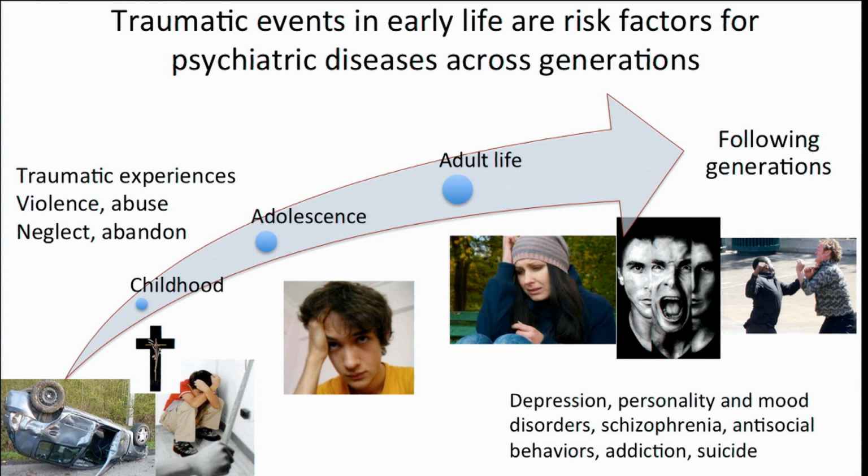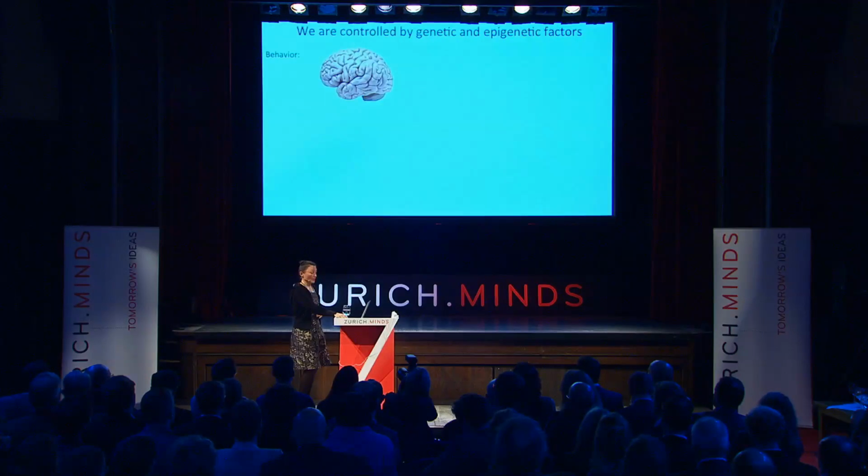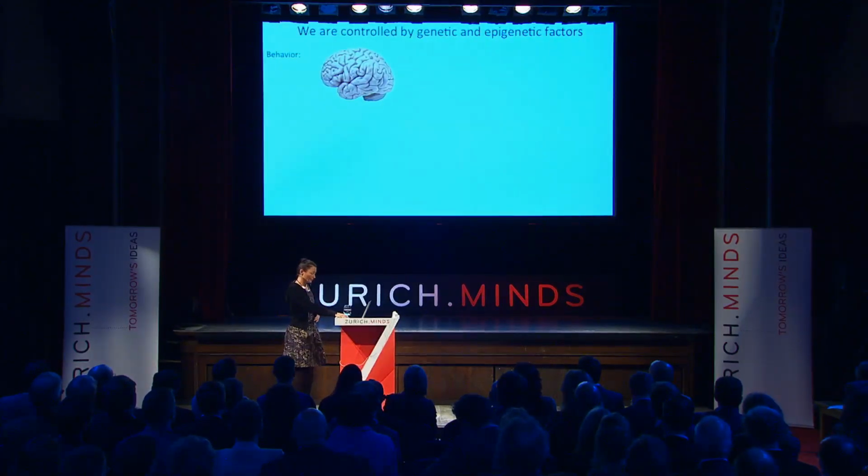And there were hundreds, if not thousands, of genetic studies searching for the gene for depression or the gene for schizophrenia. And these studies have all failed to identify such genes, just because it's really the interaction between our genes and the environment, between our genetic background and epigenetic mechanisms. So what is the interaction and what are epigenetic factors?